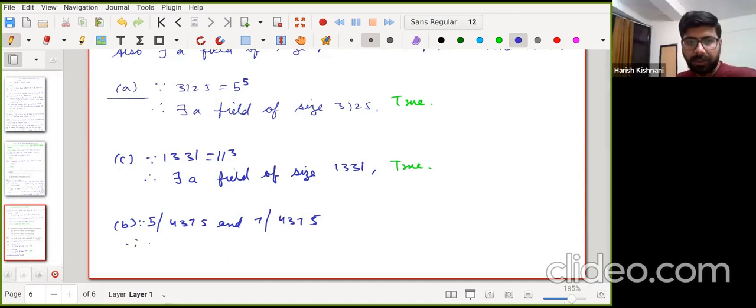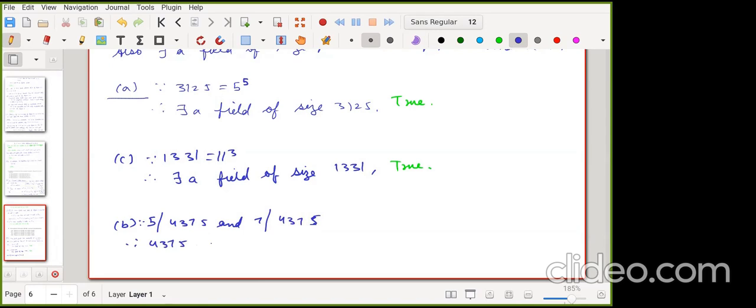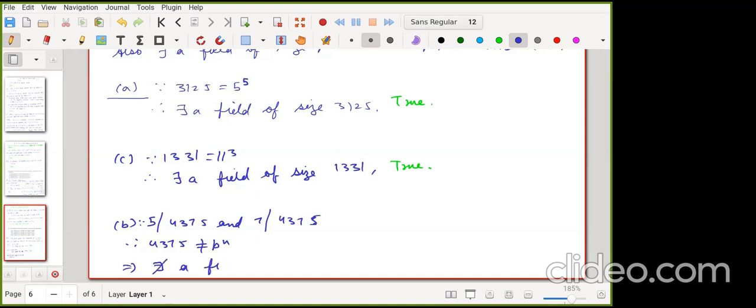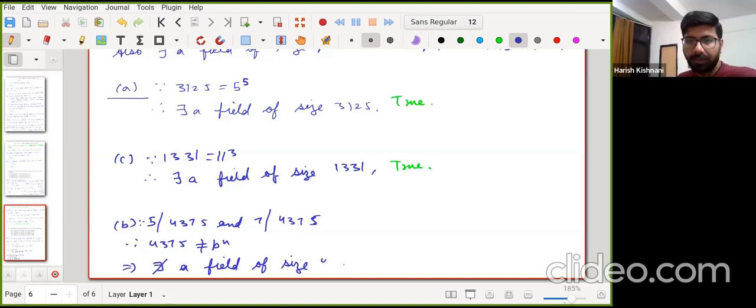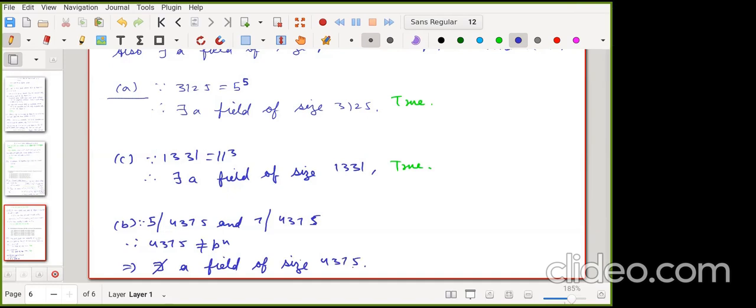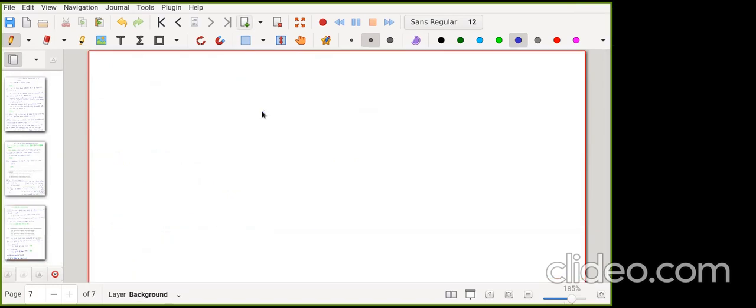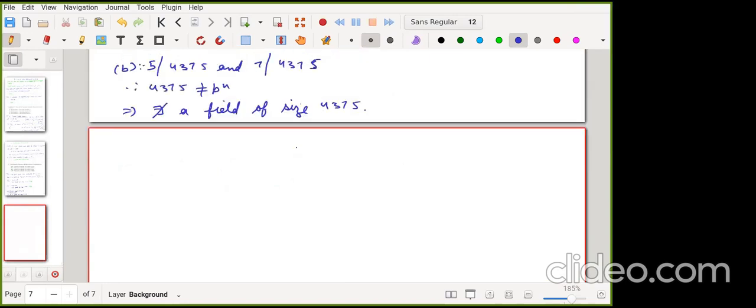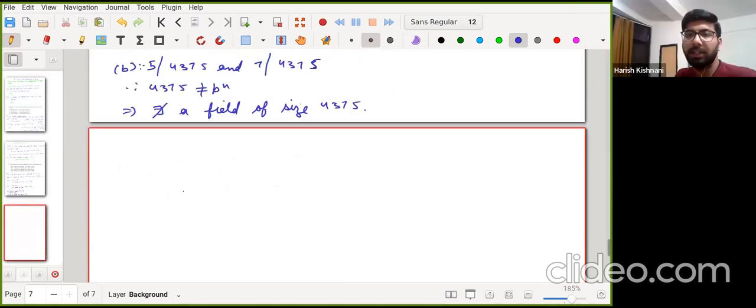Therefore 4375 is not of the form p raised to n, which implies there does not exist a field of size 4375. Okay. Same is the case with 1089. There also you can directly see that there are two primes dividing it.